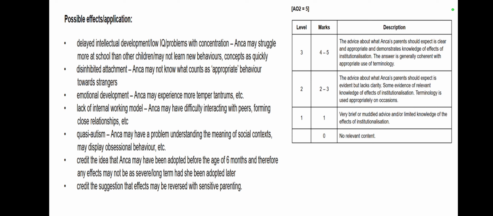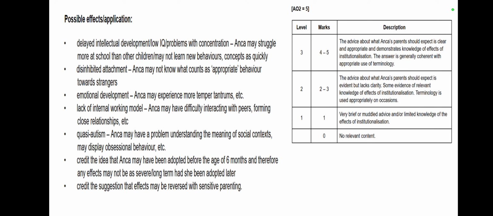So Anchor may struggle at school and have delayed intellectual development or low IQ. He might not learn new behaviours quickly. He might not learn concepts as quickly. So you get credit for referring to that delayed developmental IQ. You might also get credit for talking about disinhibited attachment, but it had to be in the context of what Anchor would be doing.